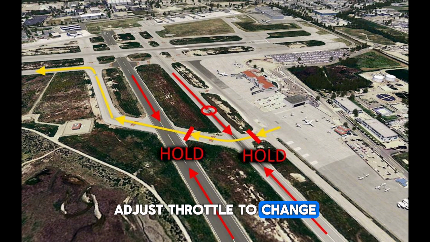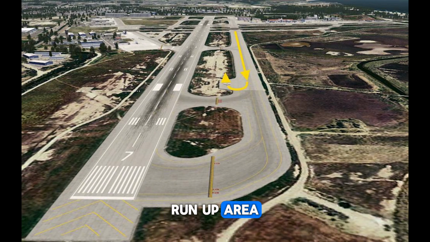Adjust throttle to change engine power and taxi speed. Test the wheel brakes. Use rudder to steer the aircraft on the ground. Stop at the hold short lines and check for traffic before crossing any active runways. Run-up area. Taxi to the run-up area near the departure runway.